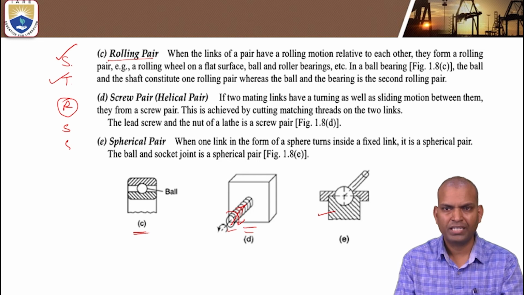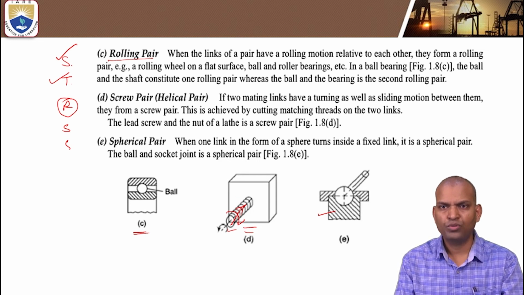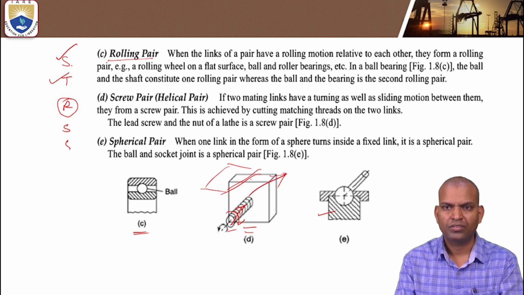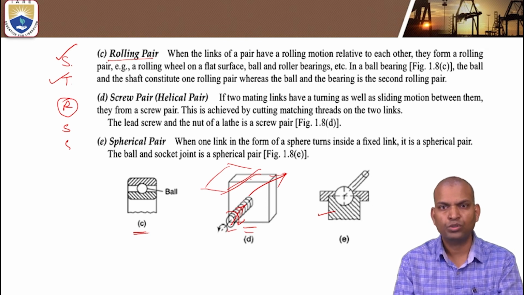The motion of the screw pair can be observed. We can see clearly, when the screw is moving, automatically this slider will move. Slider means what? The apron. It will move. The rotary motion of the screw is converted to reciprocatory motion of the tool post.